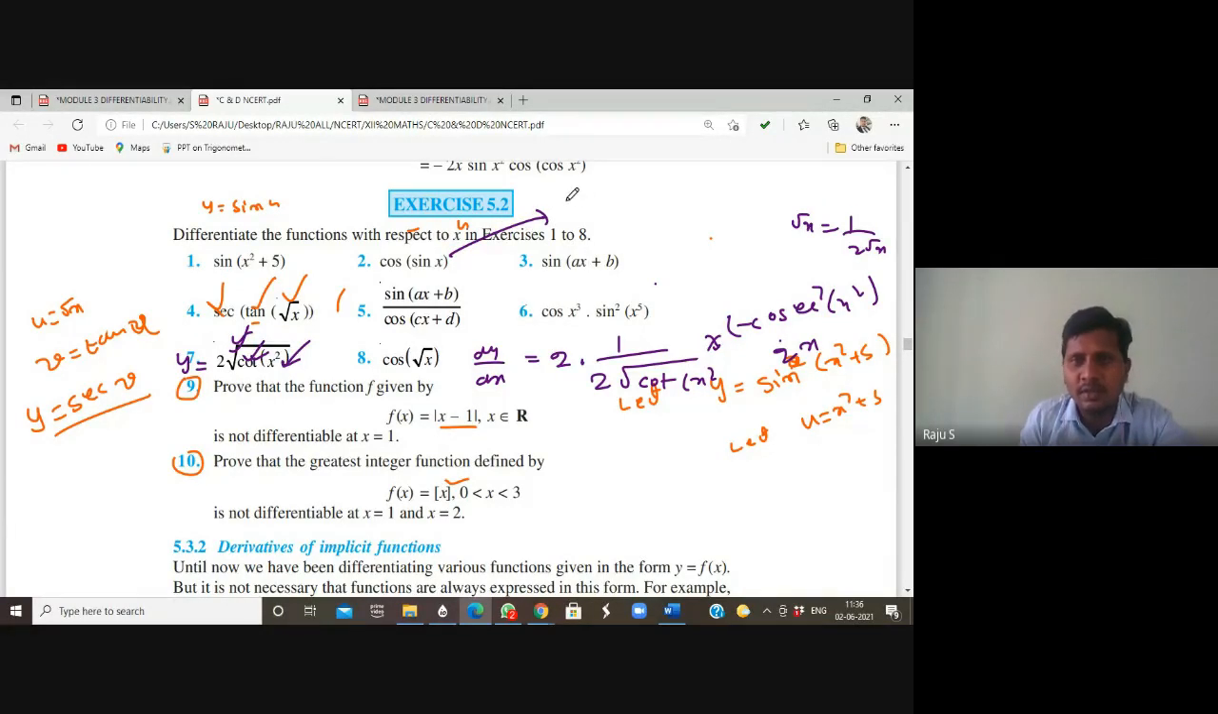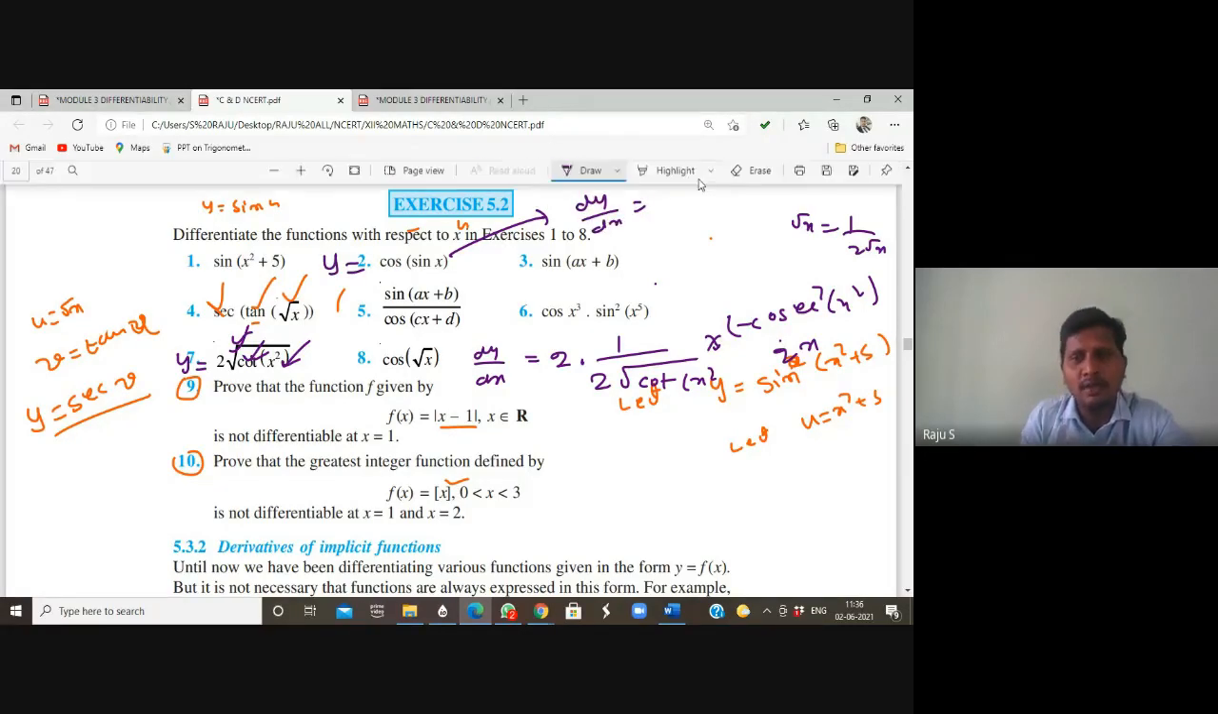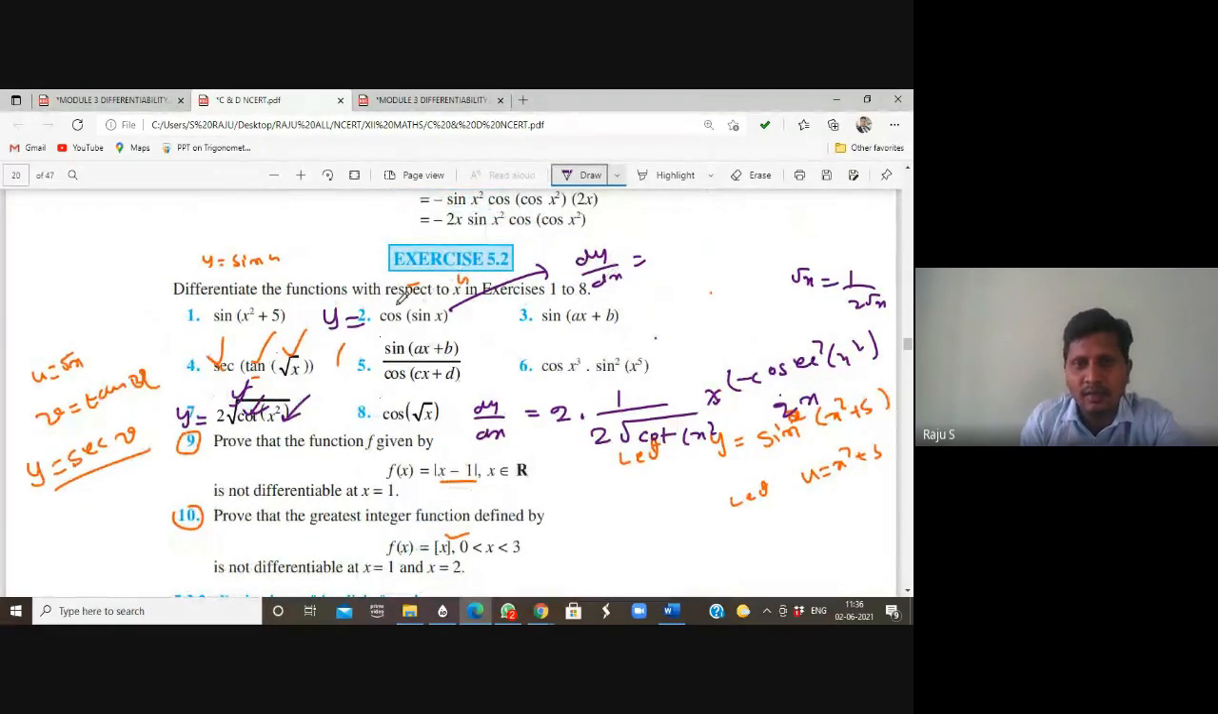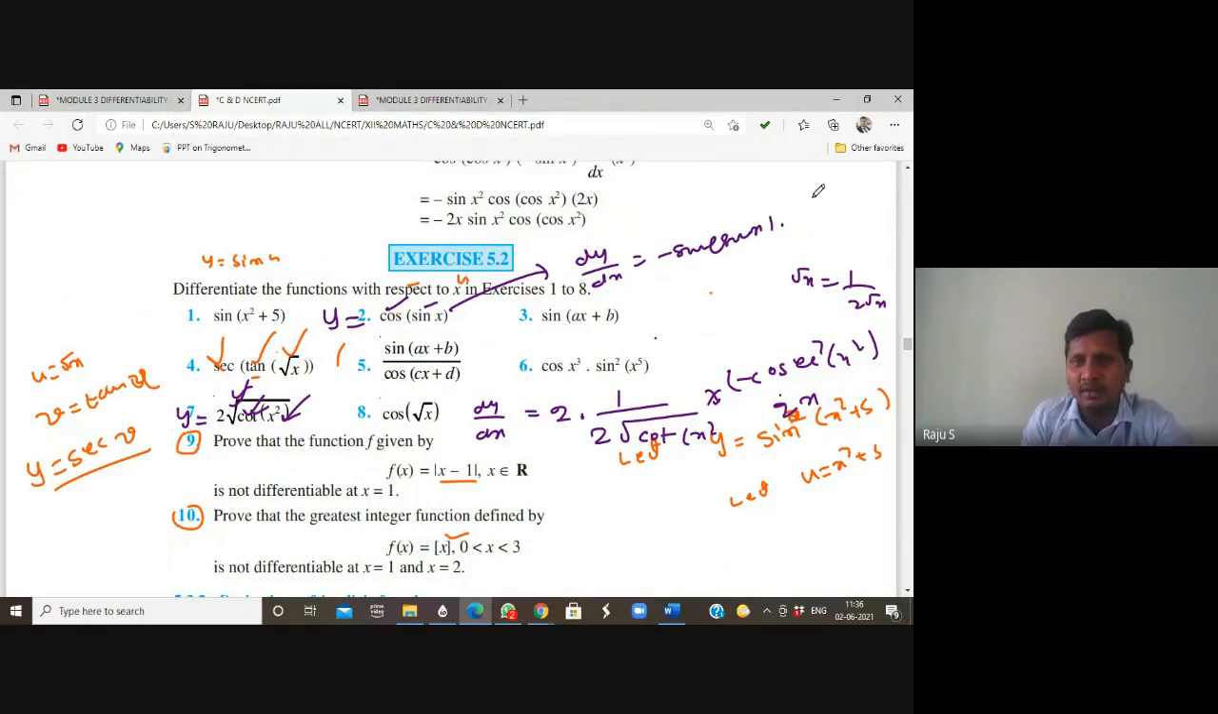Can anyone tell the direct answer for this question? Second subdivision: y is equal to cos of sin x. So what is the dy by dx value? Yes. First the cos derivative, next sin. The cos derivative is minus sin of sin x. Again the bracket derivative: the derivative of sin x is cos x. Like that. What is the derivative of sin of ax plus b? It becomes cos of ax plus b, again times the derivative of ax plus b, which is a.